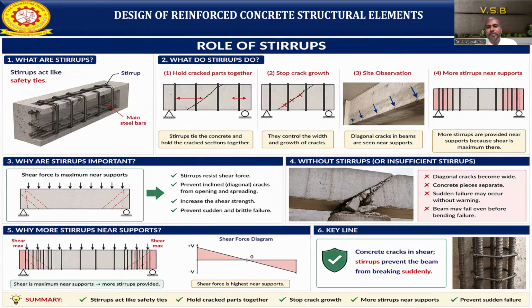There are three types of stirrup reinforcement normally used for beams in concrete construction: one is the straight, vertical stirrup, the second is the inclined stirrup, and the third is the bent-up bar.